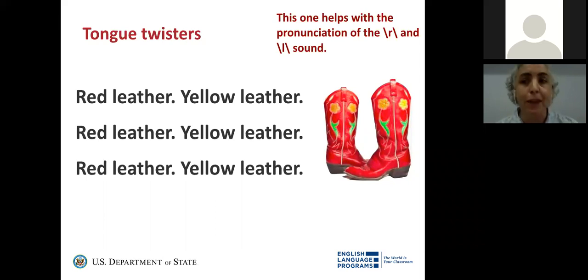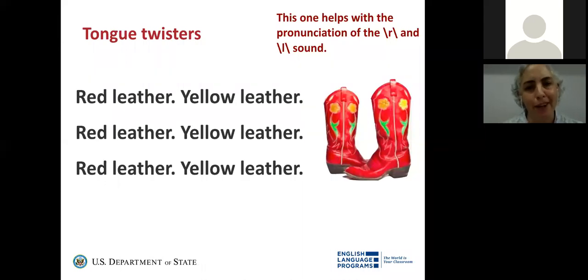So, thinking about the R and L sounds, try saying this tongue twister one more time, really focusing on pronouncing those 2 sounds strongly. So red leather, yellow leather, red leather, yellow leather, red leather, yellow leather. Okay, so I like tongue twisters because, again, they're a good way to practice pronouncing 2 similar sounds. So red leather, yellow leather is a good one that a lot of people know.